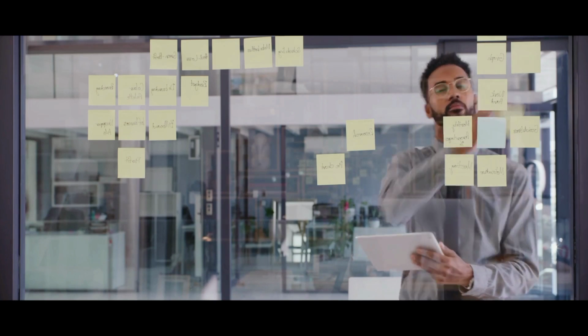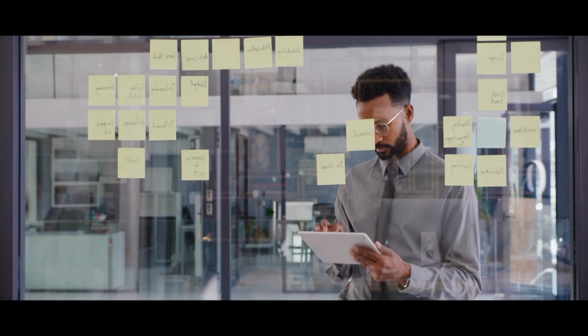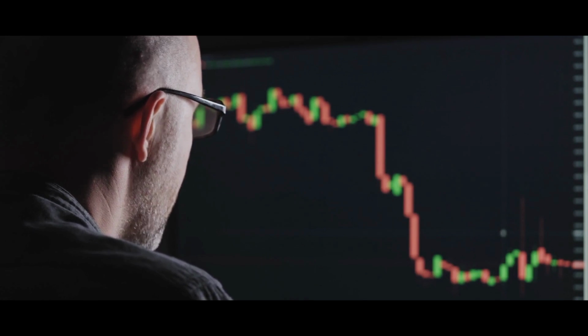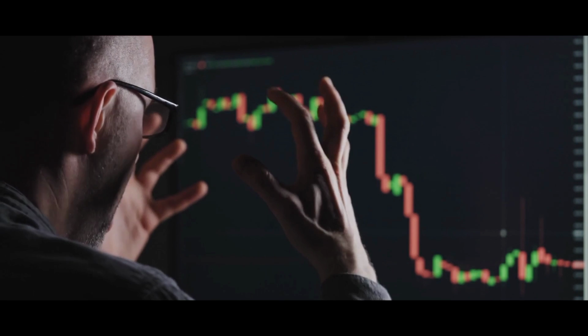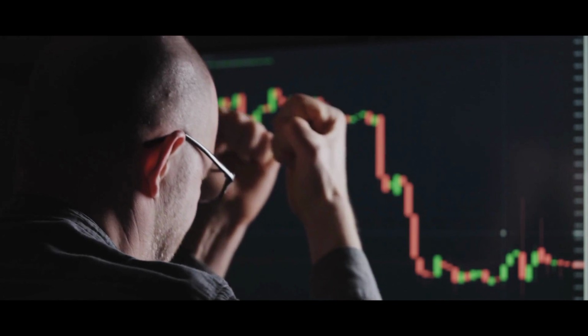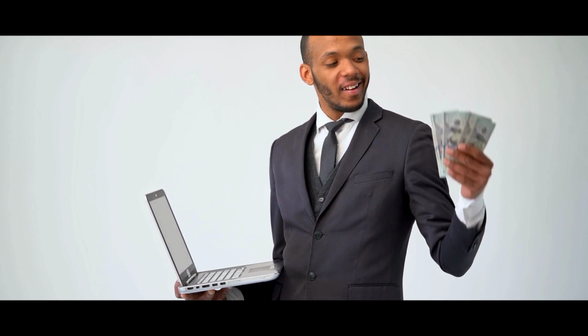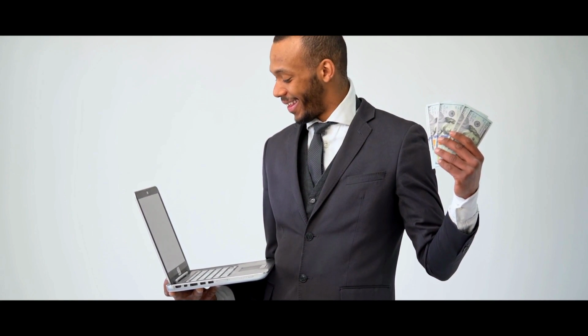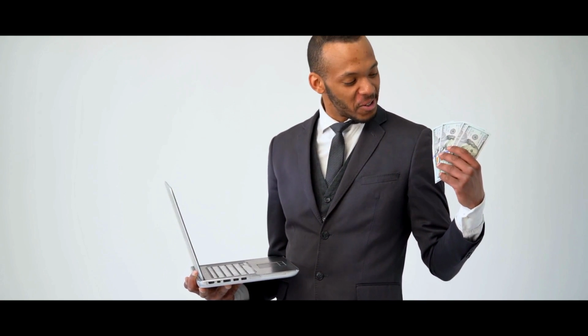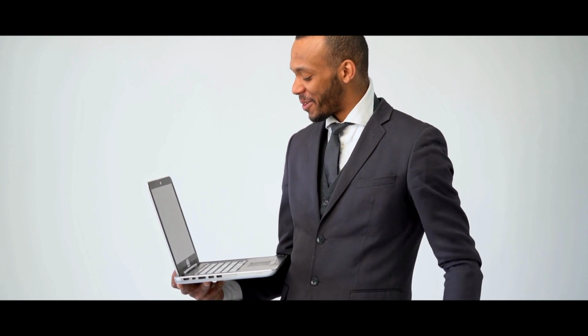It's also a good idea to have a plan in place for how you'll handle market downturns. While it can be tempting to sell off investments when the market is down, it's important to remember that investing is a long-term game. In many cases, it's better to hold on to your investments and ride out the storm, rather than selling and potentially missing out on future gains.